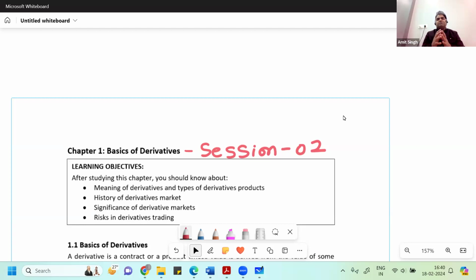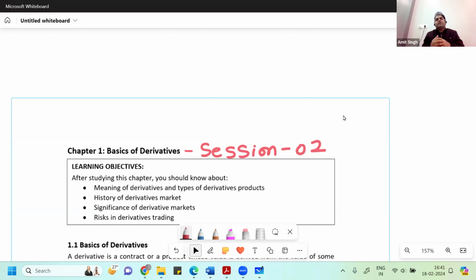So I believe you have seen my first session where I introduced the term derivative and spoke about forward contract. I believe everyone would have understood the basic idea of what a derivative is and how it is connected to a forward contract. Before the 90s, derivatives were used in the form of forward contracts, mainly on commodities as the underlying asset. So derivatives were used in the name of commodity derivatives.